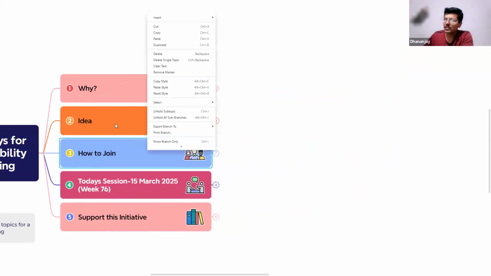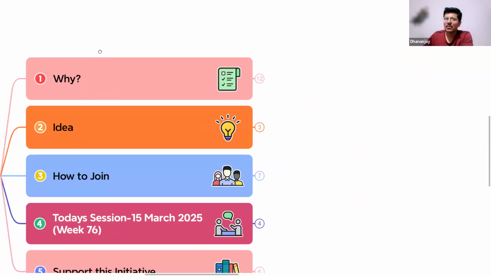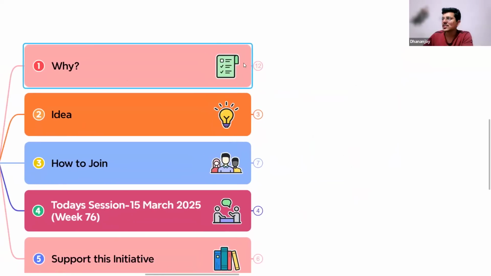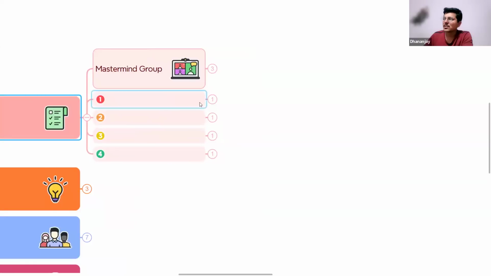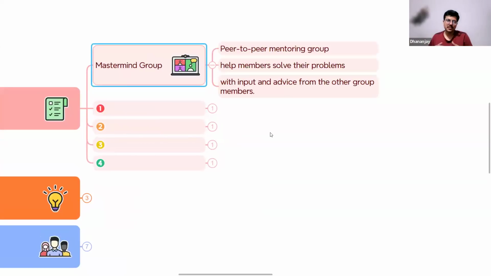If you have joined for the first time, I'll take around 2 minutes to introduce this initiative so that we all get on the same page. This is a mastermind group which helps with peer-to-peer mentoring, helping each other understand concepts, solving problems, and getting inputs and advice from fellow working professionals.